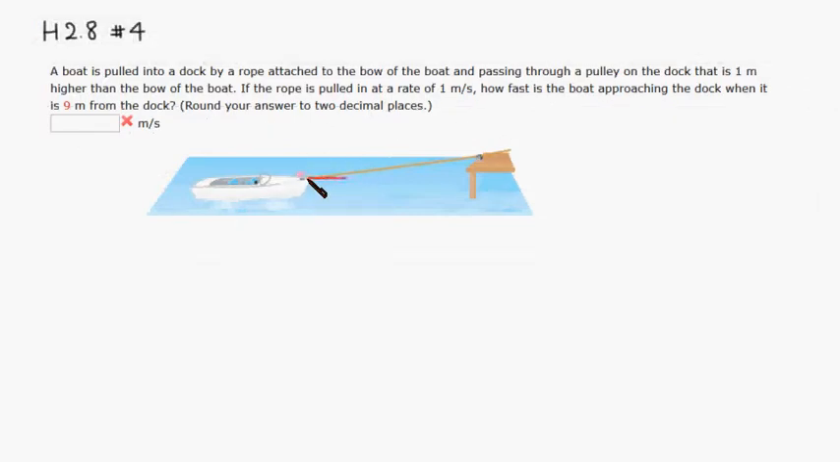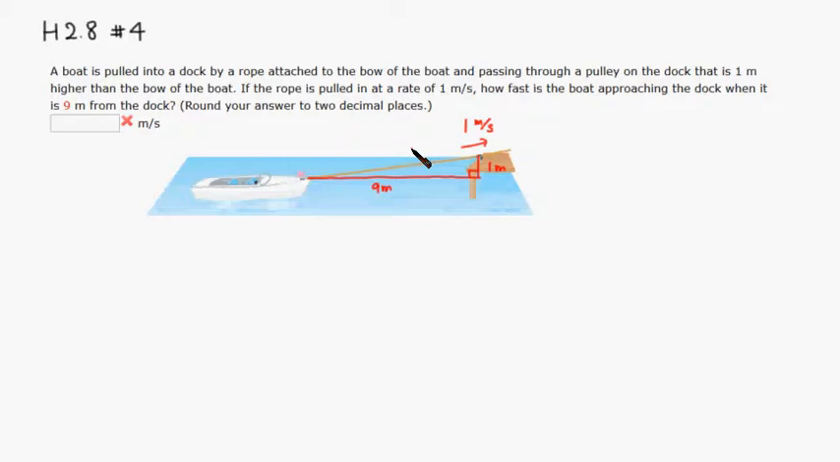I'm going to draw a right triangle right here. And this is going to be 1 meter right here. And then the rope is pulled in at the rate of 1 meter per second, so it's pulled in this way at 1 meter per second. How fast is the boat approaching the dock when it is 9 meters from the dock? So this is 9 meters.